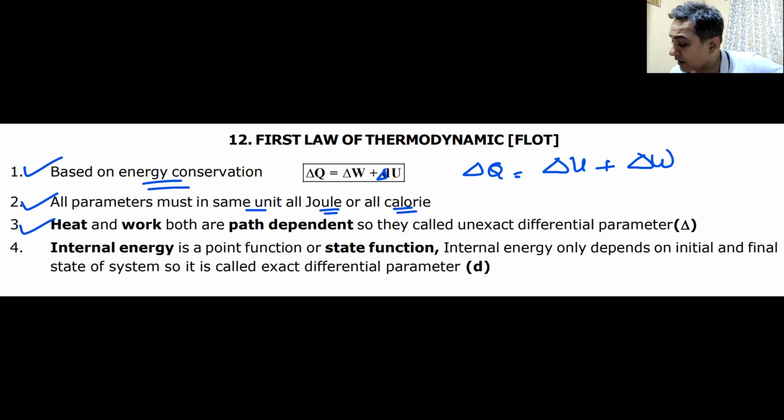Heat and work are path dependent. That means it depends on path. If I go in one path, heat will be different, work will be different. In isochoric process, work done is 0, heat is different. In isobaric process, heat is different. In adiabatic process, heat given is 0. So heat and work are path dependent, but internal energy is a state function. It does not depend on path. I told you that. Yes or no?